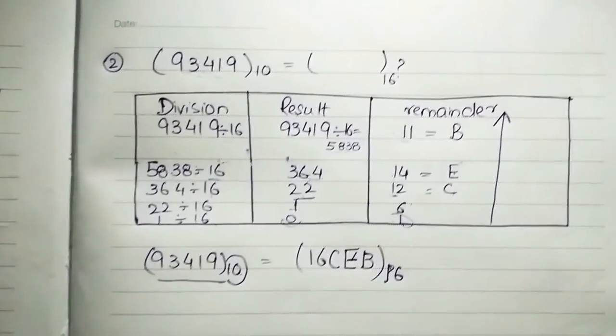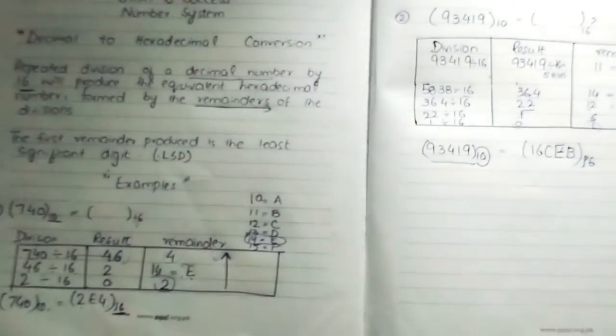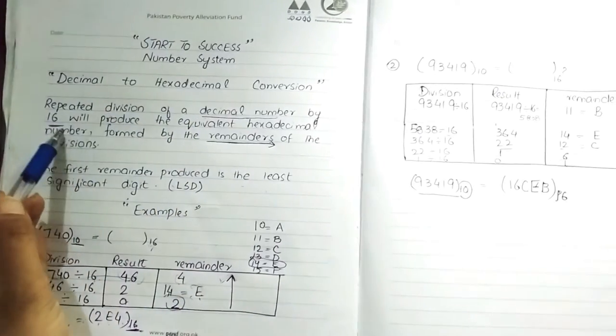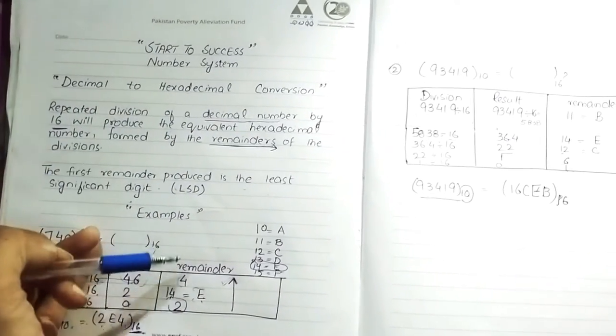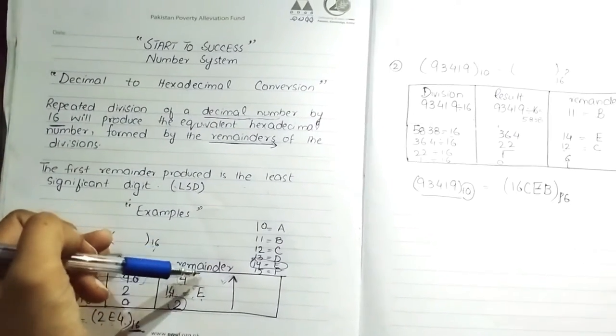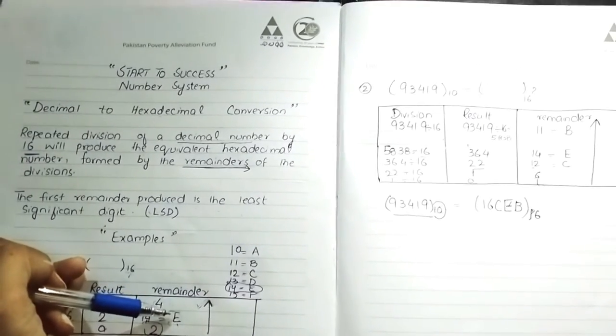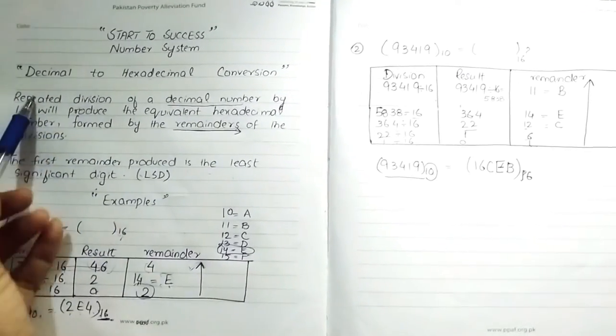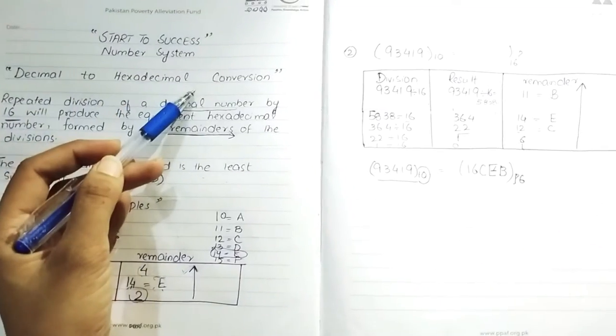So we will follow the method, that is to repeatedly divide this decimal number by 16, and then we will write these remainders in the backward direction with base 16, and this is the method to convert a decimal number to a hexadecimal number.